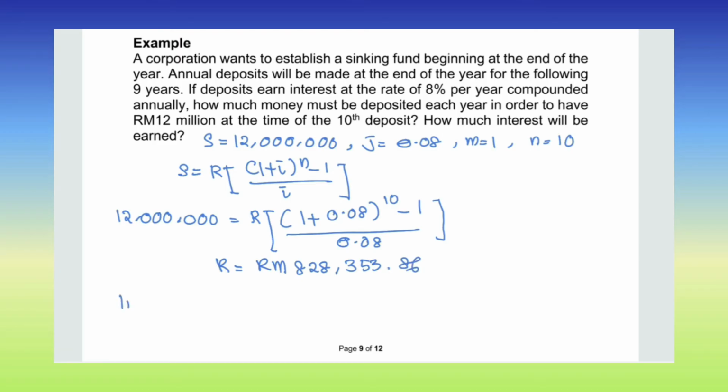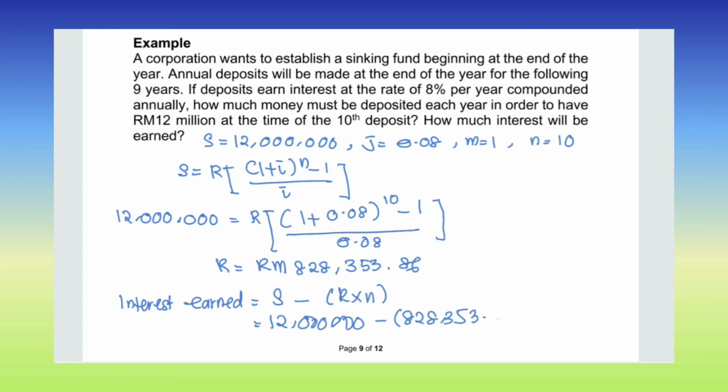So interest earned equal to S minus R times N. So equal to 12 million minus R, 828,353.86 times 10. The answer will be RM 3,716,461.40.